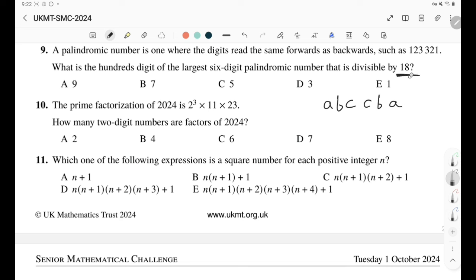They are telling us it's divisible by 18. So that means it's divisible by 9 and 2. Since it's divisible by 2, A should be even. And because A is also the leading digit, it cannot be 0. So A can be 2, 4, 6, or 8. And the number is divisible by 9, so the sum of the digits is divisible by 9. The sum is A plus B plus C plus A plus B plus C, which is 2 times (A plus B plus C). So A plus B plus C itself is a multiple of 9.